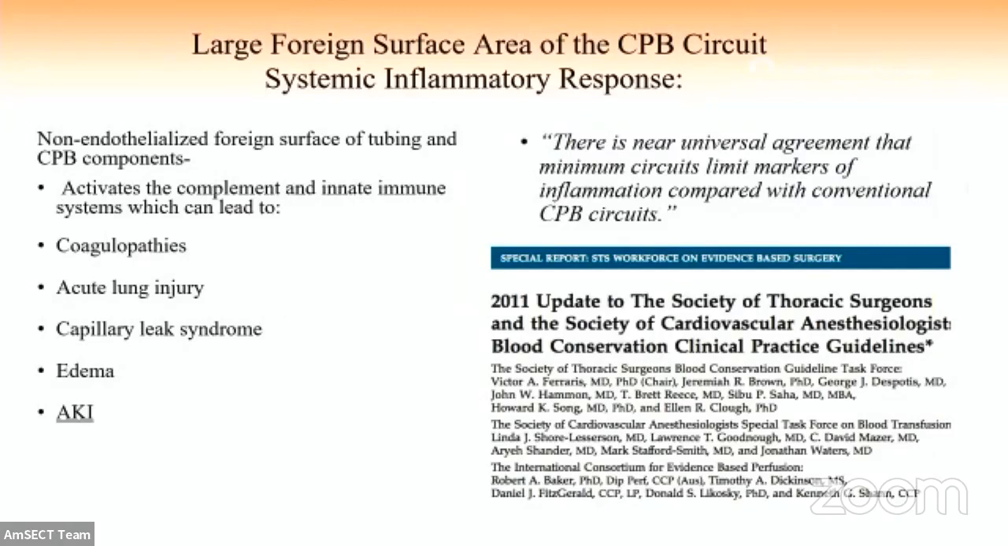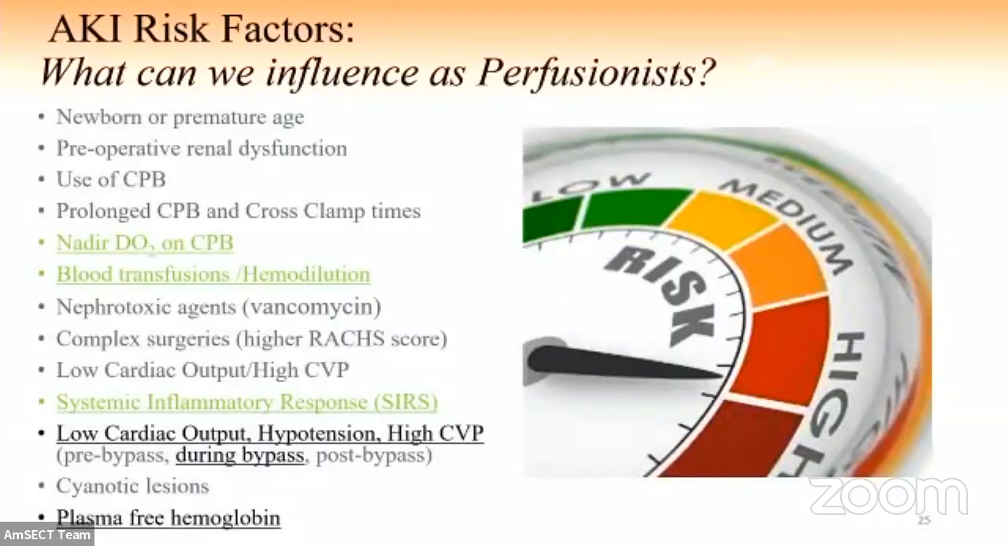So from the consortium too, there is a near universal agreement that minimized circuits limit markers of inflammation compared with conventional bypass circuits. So just think about it. The non-endothelialized foreign surface of your tubing and components activates the complement and innate immune systems, which can lead to AKI. Again, this makes sense to me, that the greater the foreign surface area, the more reaction that's going to take place. Smaller, not so much, but we all have the power to cut everything down and make it smaller.